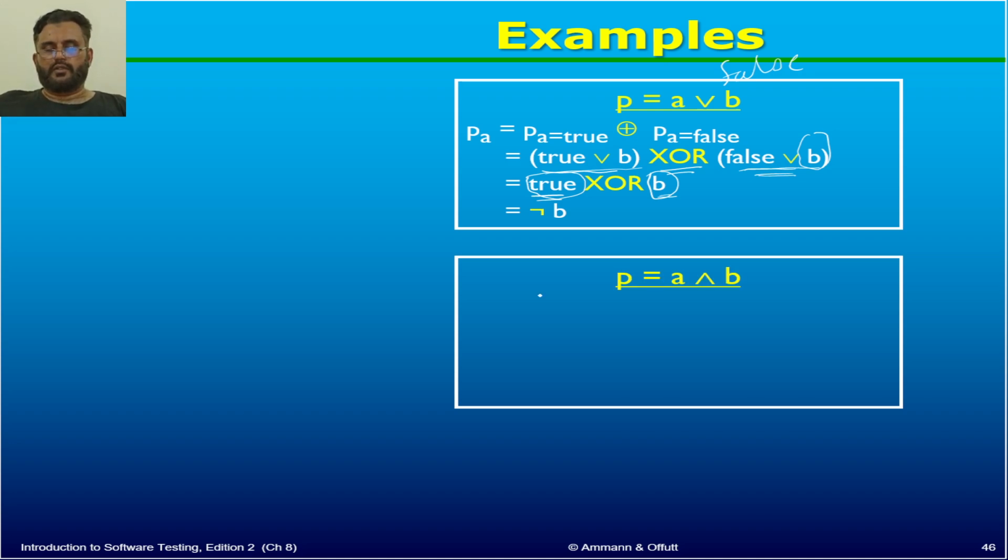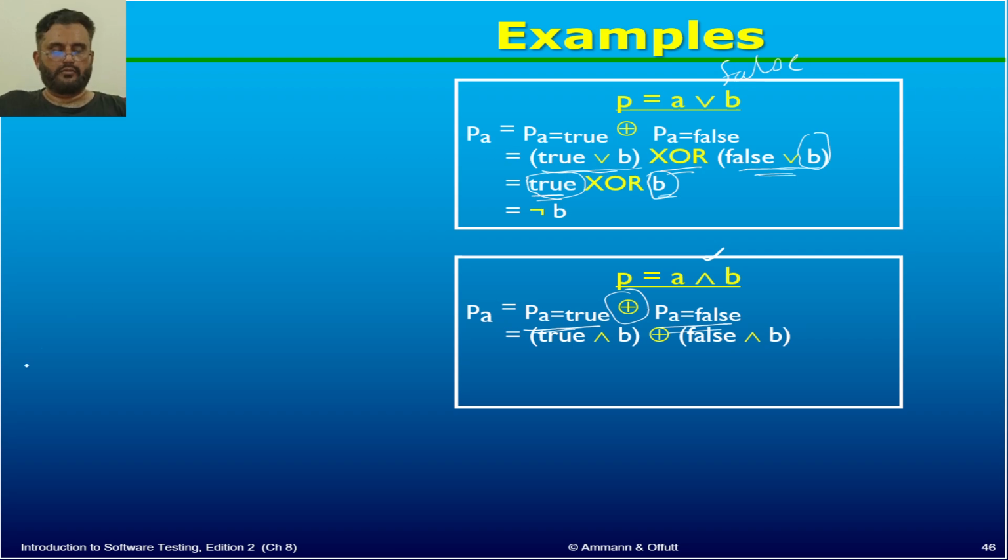Now we have another predicate in which we have replaced the OR with an AND, and we again want to make A an active clause. How will we do it? We will repeat those steps. First, we create a version of the predicate with A replaced with true, and another version with A replaced with false, and we connect both of these with an exclusive OR. Then we solve this: true AND B, false AND B.